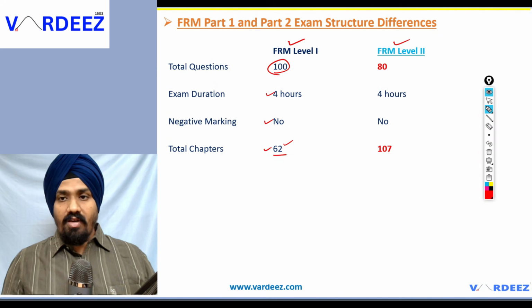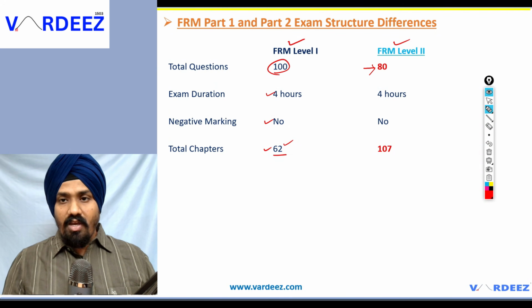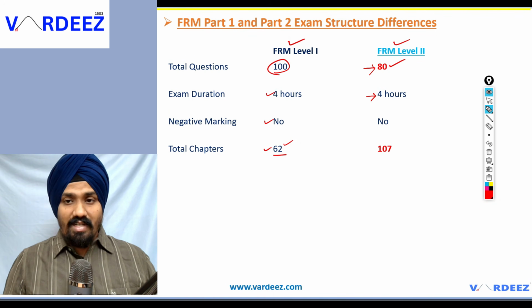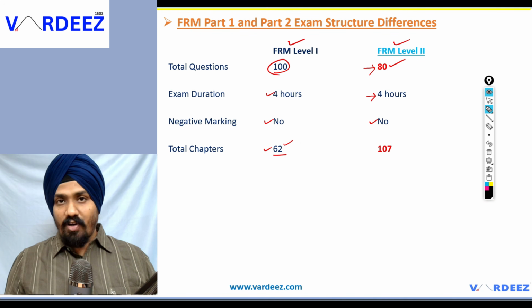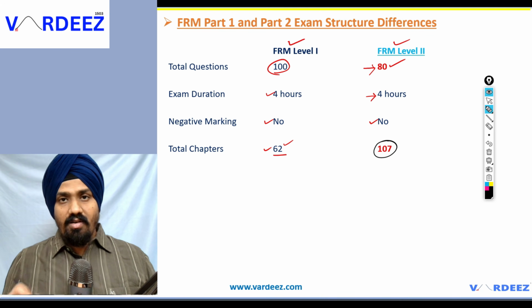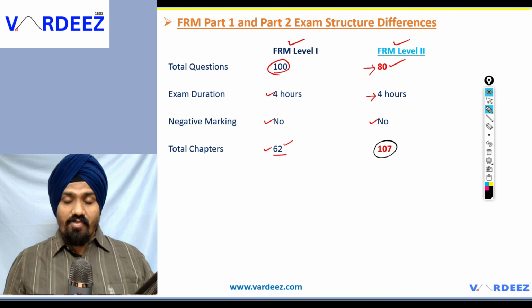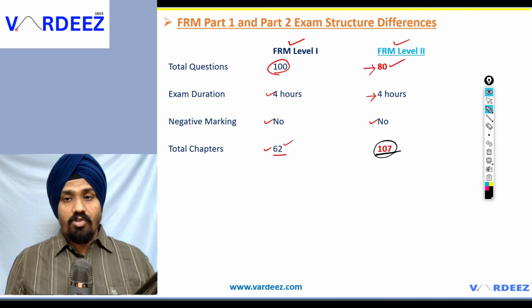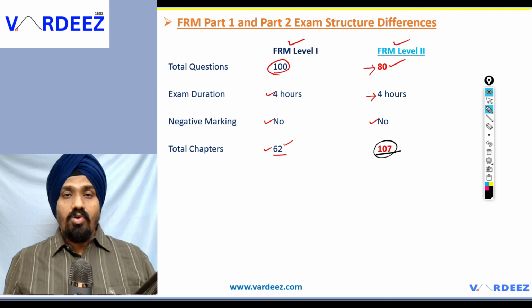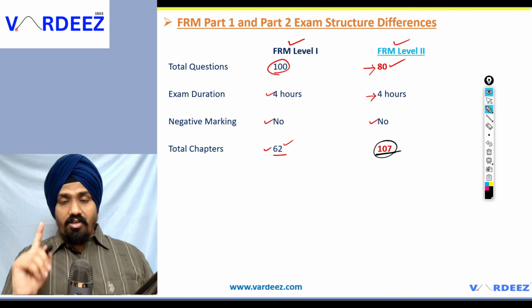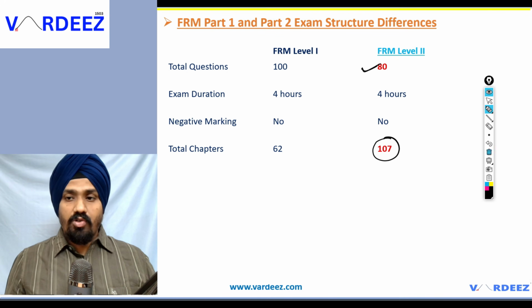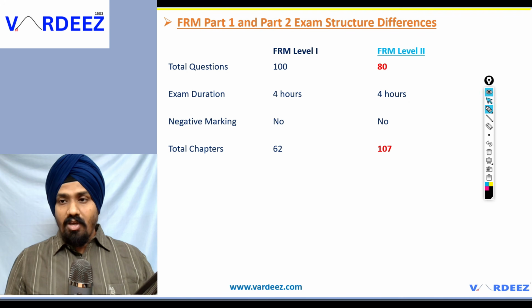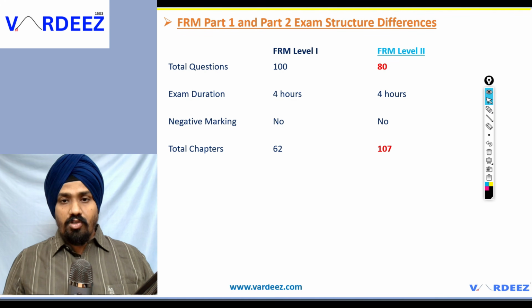Now compare this with FRM Level 2. Here on the exam you get 80 questions. Again, the same time, 4 hours, so fewer questions. That's the first difference. Again, no negative marking. And here is a major thing for FRM Level 2: almost close to 100 plus readings or chapters. Yes, you heard it right. 107 chapters in the FRM Level 2 2026 curriculum. So that is going to be a major difference. More chapters, fewer questions on the exam, and everything else remains the same. So this is the exam structure difference that we should know.